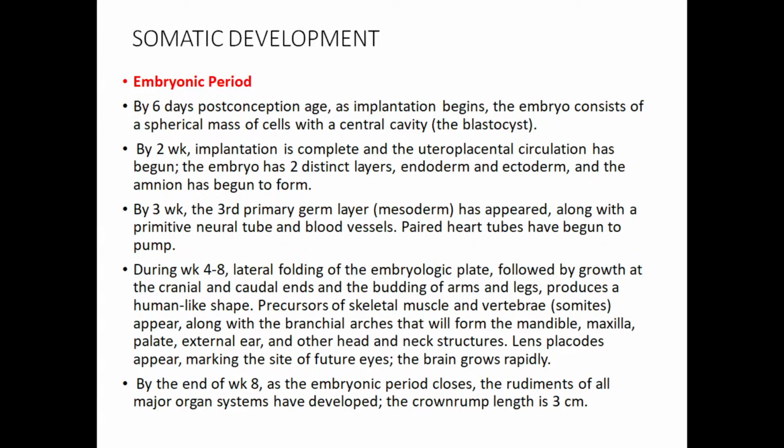Precursors of skeletal muscles and vertebrae appear, along with branchial arches that will form the mandible, maxilla, palate, external ear, and other head and neck structures. Lens placodes appear, marking the site of future eyes. The brain grows rapidly. By the end of the 8th week of gestation, as the embryonic period closes, the rudiments of all major organ systems have developed. The crown-rump length is about 3 centimeters.